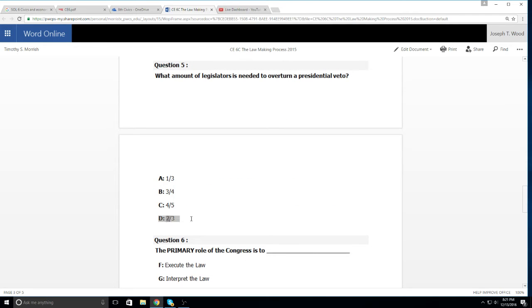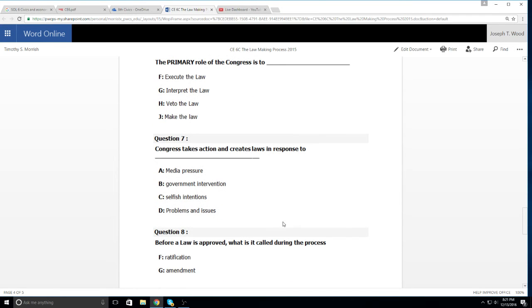This one's easy. It's 2/3. I'm not going to spend a lot of time on it. I don't think I asked this one this year, but you do need to know it. 2/3 to override. What's the primary job of Congress? This one should be easy. It's review. It's a joke.